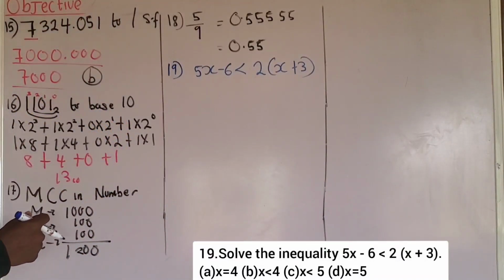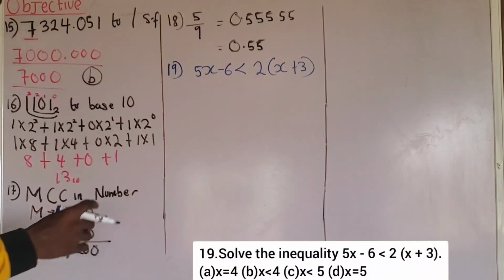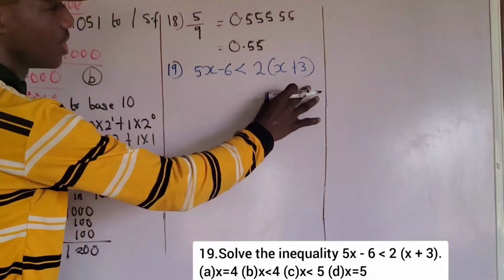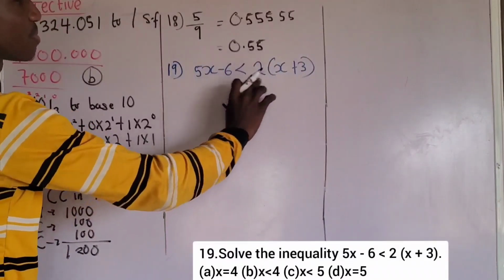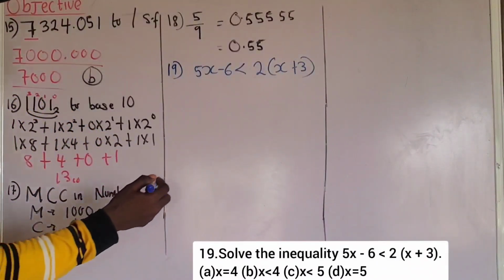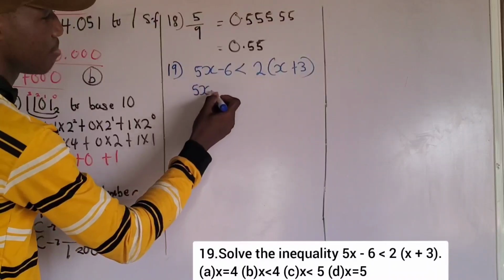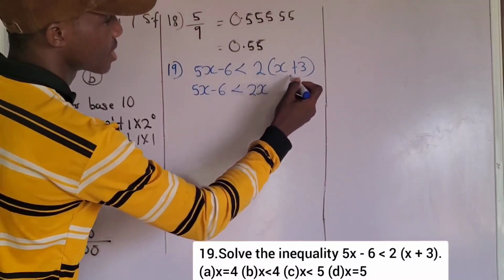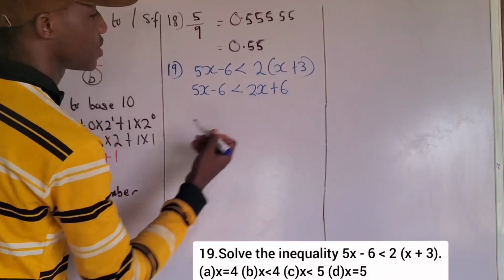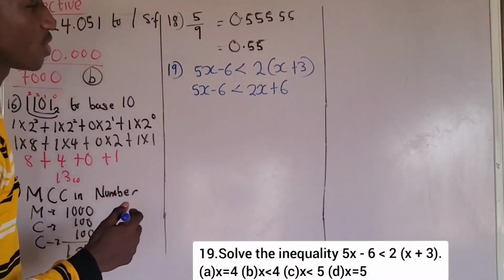Please pay attention. The first step is to simplify, okay? What do you simplify? You can see that at the right hand side of this equation we have 2. So, you're going to use this 2 to multiply all the terms inside the bracket. So, I'm going to have 5x minus 6 is less than 2 multiplied by x is 2x. 2 multiplied by plus 3 is what? Plus 6. You understand? So, now, having done that, you have to collect like terms, okay?